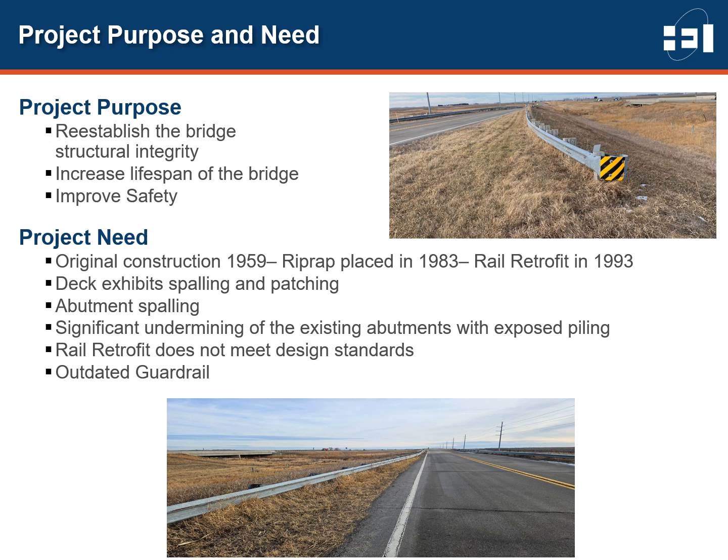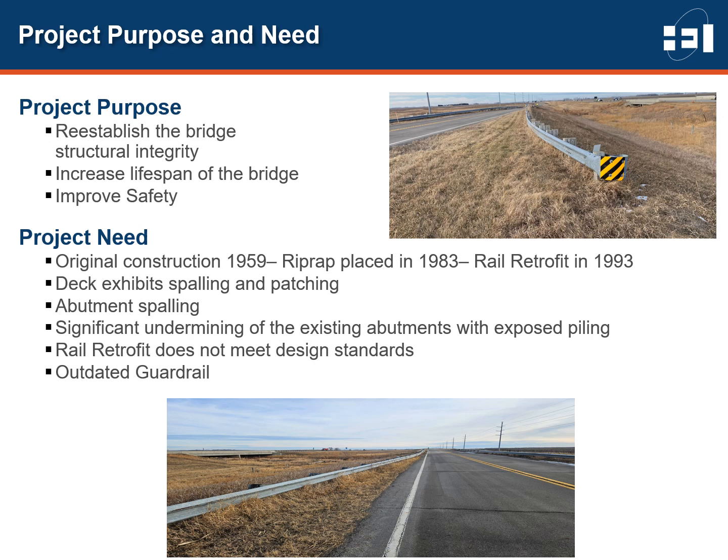The structure was originally constructed in 1959, added riprap below the structure in 1983, and received a rail retrofit in 1993. The existing deck exhibits delamination, spalling, and patching throughout. Both abutments have significant erosion and undermining with exposed piling. Additionally, the rail retrofit, as well as the guardrail off the ends of the bridge, no longer meet design standards and need to be replaced to improve the safety of the structure.